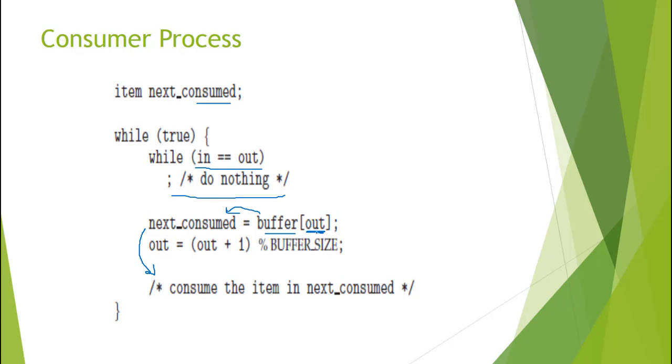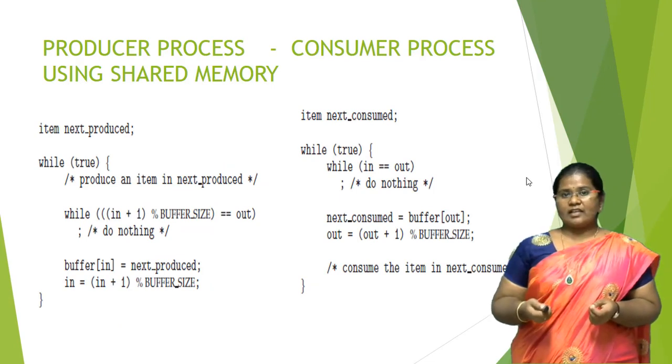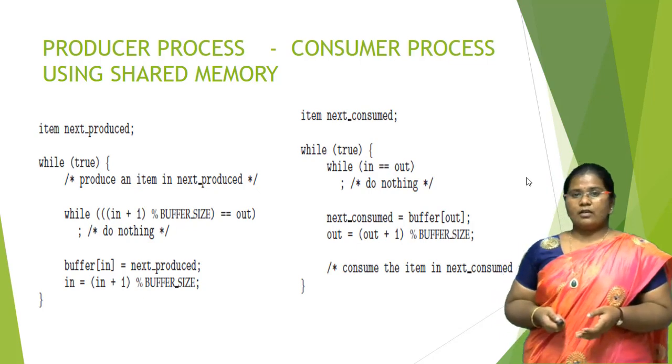For that we have taken this condition, same as we have seen in the previous producer process how to increment the in pointer. In the same way we are incrementing the out pointer here in order to point to the next location to consume an item. Likewise the consumer process will consume all the items produced by the producer, and whenever the buffer is empty, the consumer process will not consume anything. Using the variables present in your shared memory, we have implemented the producer and consumer process.